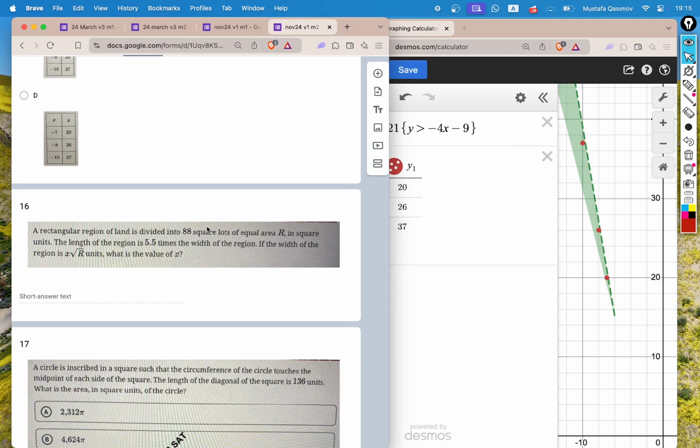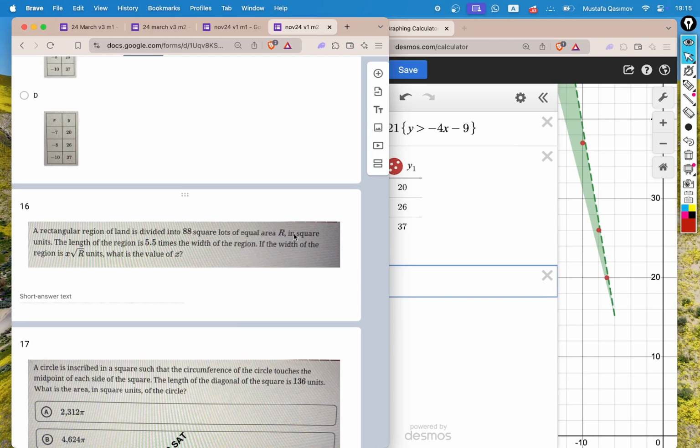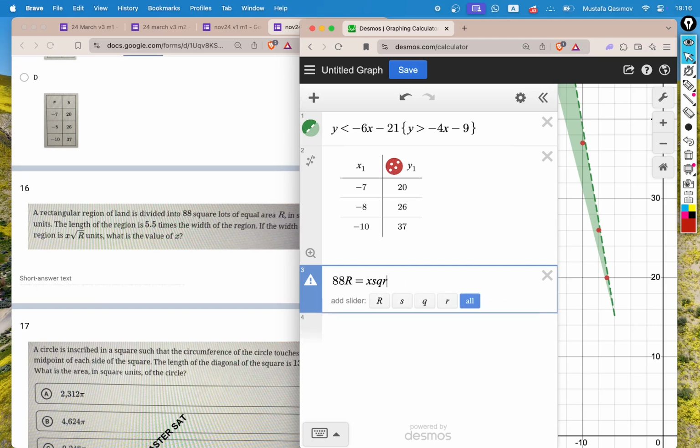16. This question is from August and also from another exam from this year, maybe from March or May, I don't know exactly. It says that we have 88 square lots of equal area R, so we can say that total area is equal to 88R, and it is equal to length multiplied by width. Width is x square root of R, and the length is 5.5 square root of R.